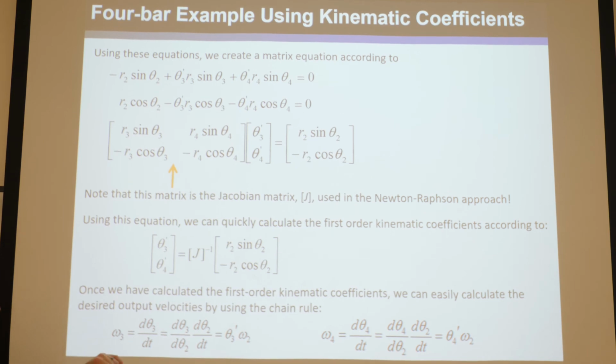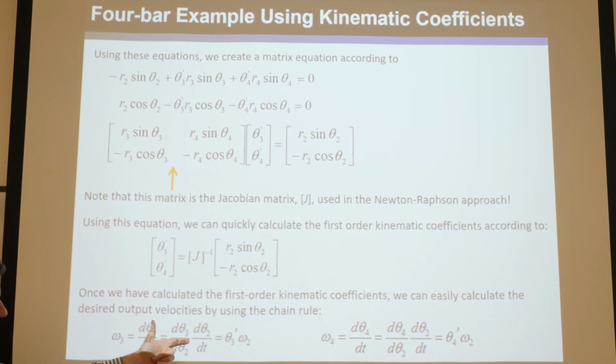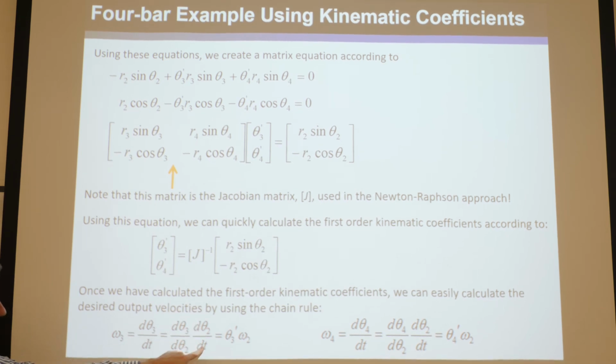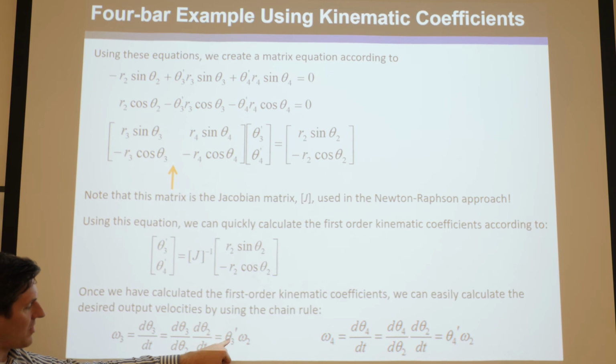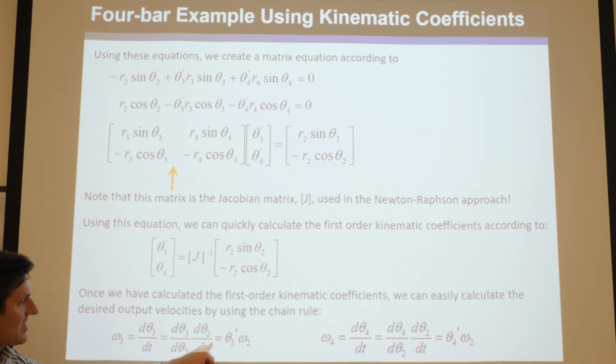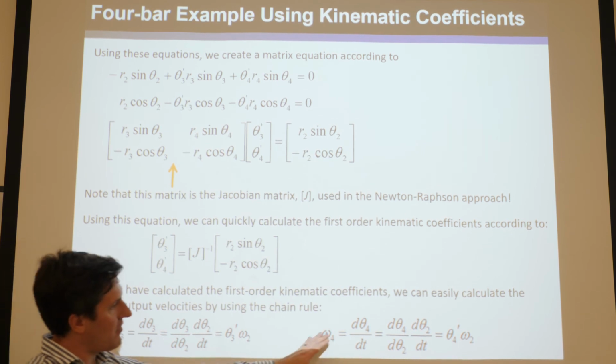But according to the chain rule, that's also the derivative of theta 3 with respect to the input variable times the derivative of theta 2 with respect to time, which is omega 2. So this is, remember, the definition of the first order kinematic coefficient, and this is the definition of omega 2, the angular velocity. And it's the same thing with omega 4.